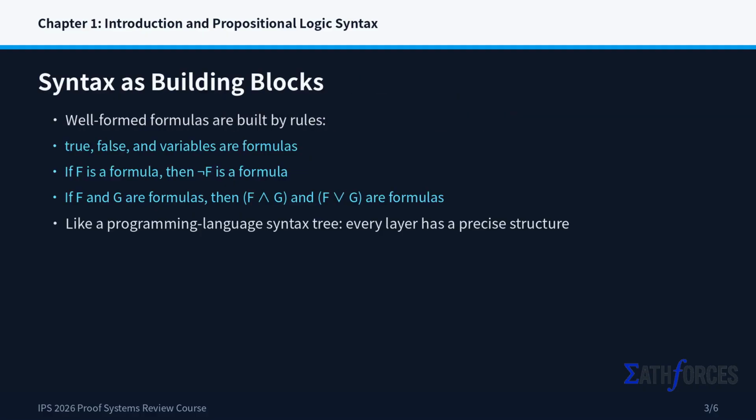Now we ask which strings of symbols count as legal formulas. We cannot write symbols randomly. We build formulas by rules. First, true and false, and variables are formulas. Second, if F is a formula, then not F is also a formula. Third, if F and G are formulas, then the conjunction F and G and the disjunction F or G are formulas. This is an inductive definition.